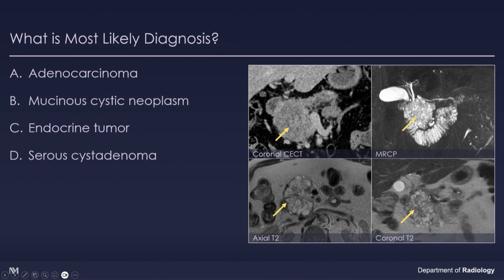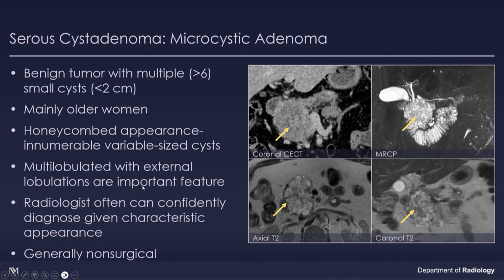With the MR, we nicely can see that it's predominantly cystic. It's multilobulated. It's got small cysts. In fact, it has a central low signal area, probably a scar. And this turned out to be, as suspected, a serous cystadenoma. What are serous cystadenomas or microcystic adenomas?